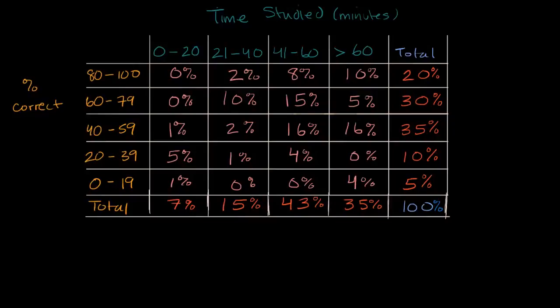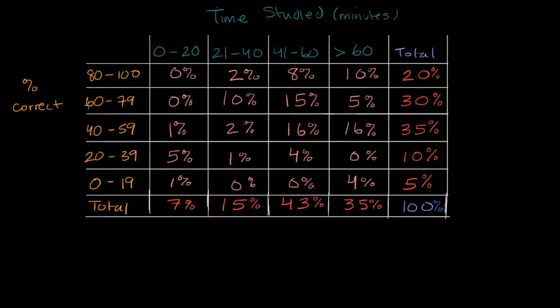Let's say we're the professor of a statistics class at a university, and we administer an exam, and we are curious about the relationship between the amount of time that students study and the percent that they get correct on the test. So we grade all of the exams. We set up these buckets for the time studied: 0 to 20 minutes, 21 to 40 minutes, 41 to 60 minutes, or greater than 60 minutes. So those are our buckets for the amount of time studying.